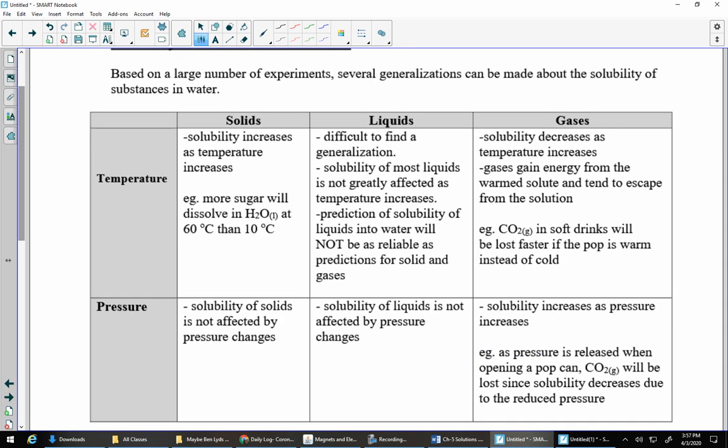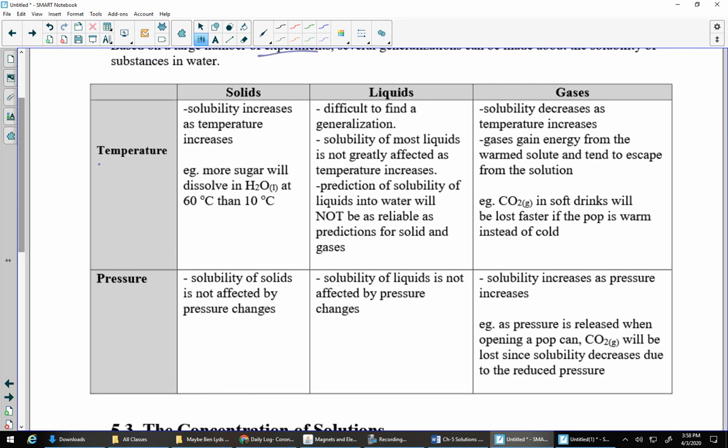Another important little table to check out here. Based on a lot of experiments, generalizations can be made. When we talk about generalizations, it means it's not true in every single situation, no matter what, but it's pretty darn close. So when I talk about solubility and temperature, for solids, we've already mentioned this a handful of times, solubility increases as the temperature increases. And that makes sense. I'm sure we've seen that before. Liquids, it's a little bit more difficult to find that generalization. It's typically not affected by temperature as much.